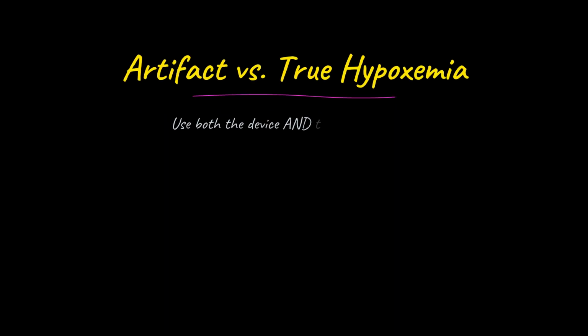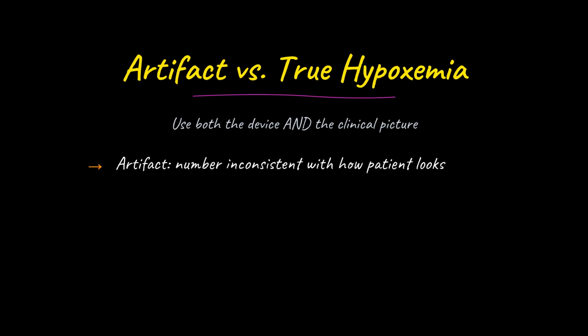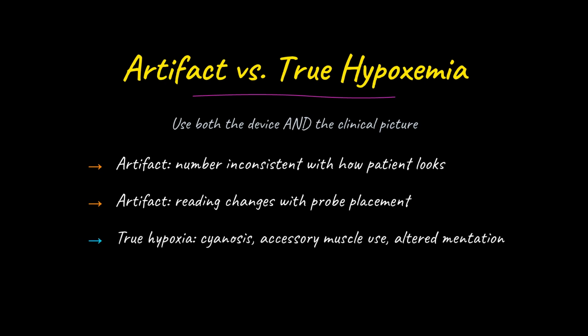The key clinical skill is distinguishing signal artifact from true hypoxemia. Artifact is suggested when the number conflicts with the patient's appearance or shifts with probe position. True hypoxemia is supported by signs of distress and a pattern that fits the diagnosis. Never rely on the device number alone.